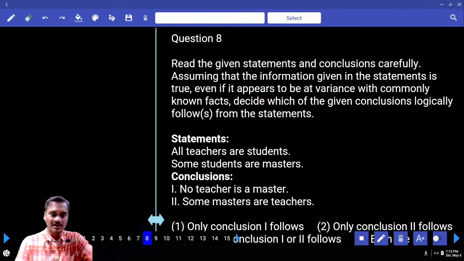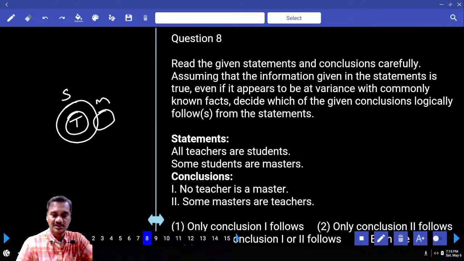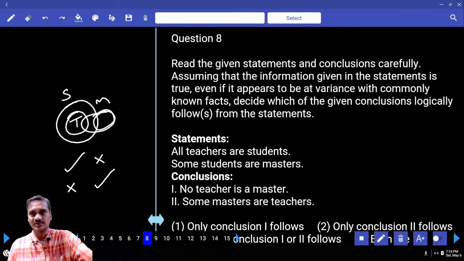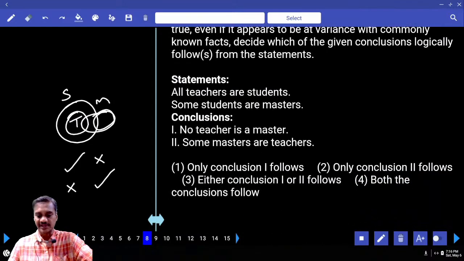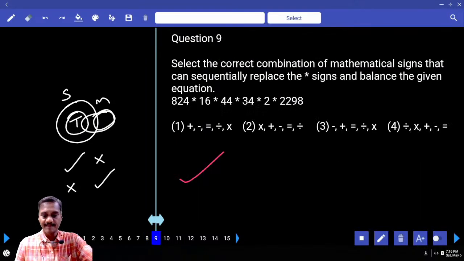8th one, all teachers are students. Now these are the teachers that are students. And some students are masters. And no teacher is a master. Some masters are teachers is false. If it is false and some masters are teachers is true, no teacher is a master is false, some teachers are masters is true. And so what is your answer? When the first one is true, the second is false; when the second is true, the first is false. So either 1 or 2, choice 3.